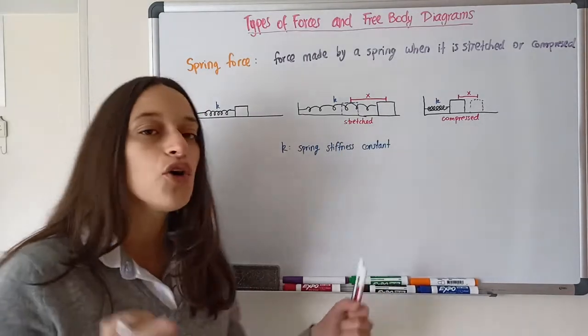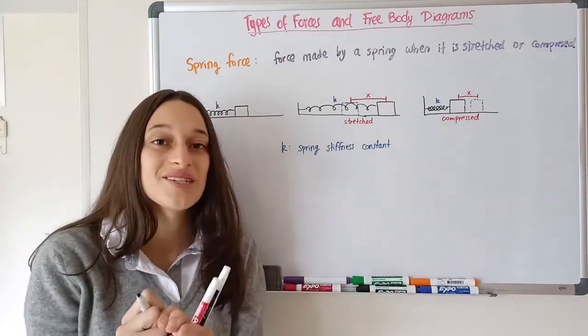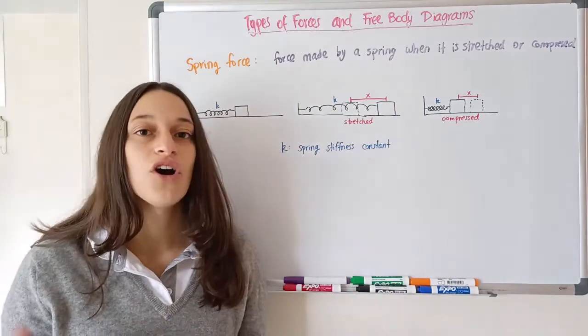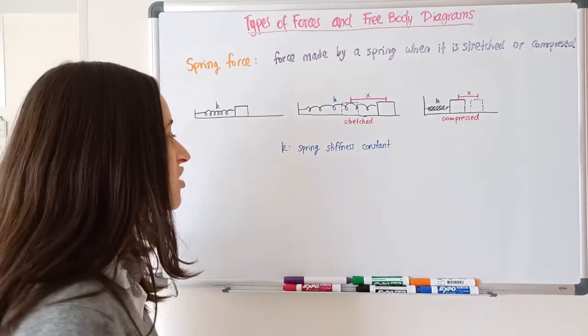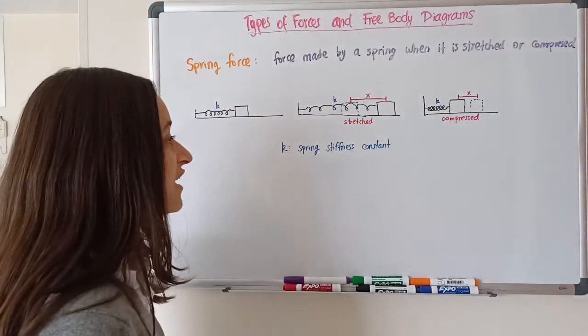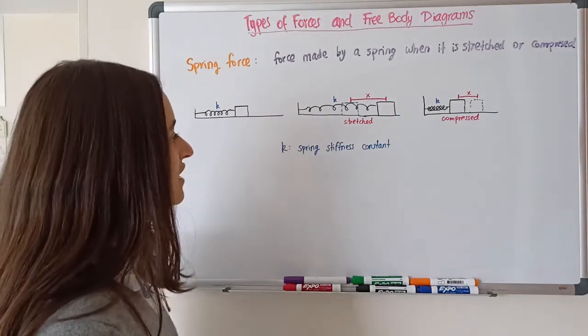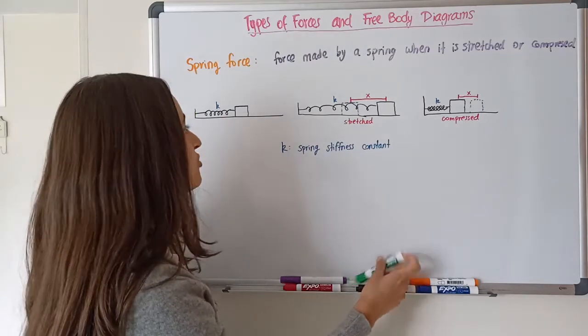And it tells us how hard it is to stretch and compress a spring. The bigger that number, the harder it is to compress a spring, and the harder it is to stretch it. So that just tells us how stiff the spring is. And now we're ready to give the equation for the spring force.